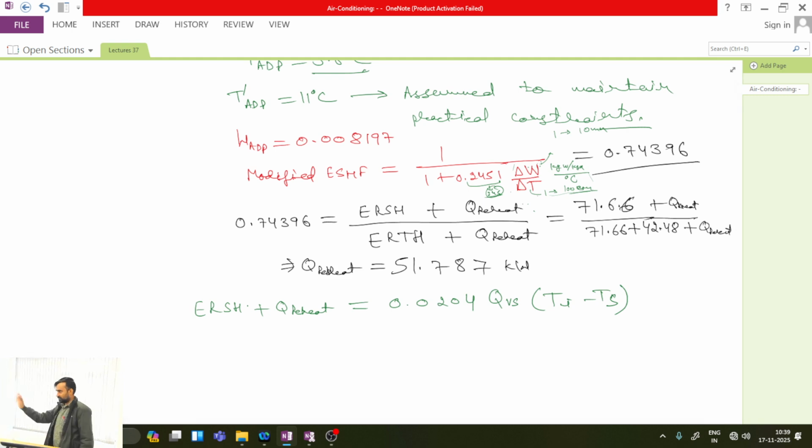Please practice this. This is a geometric parameter. It will not take much time. That's why I am not explaining this in detail. Okay. It's a simple geometric thing. You can try by your own.